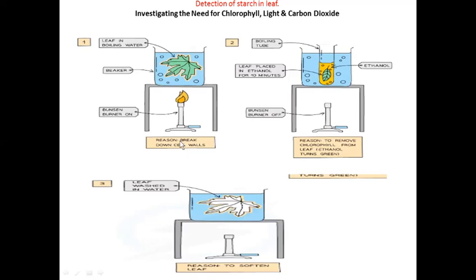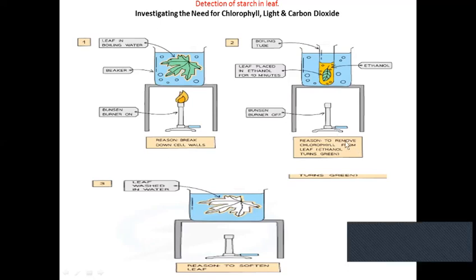So there is a breakdown of the cell wall in the cell of the leaf. This is the first step. Okay, second step, what is the second step? In the second step, you keep this leaf in the alcohol. And what is the purpose of keeping the leaf in the alcohol? To remove the chlorophyll from the leaf.